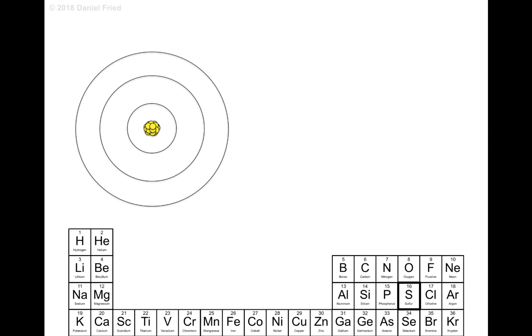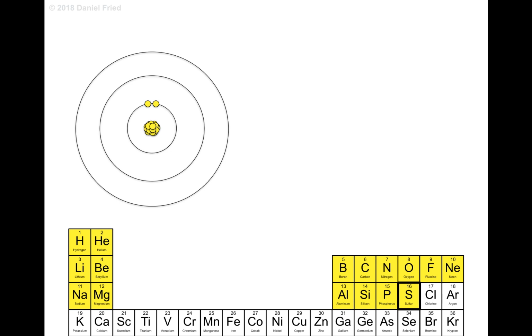How are those electrons arranged? How do we count? Remember the board game? We have to get from number 1 to 16. How do we count through there? We have to count through the first row, which contains 2 elements, therefore 2 electrons in the first row.